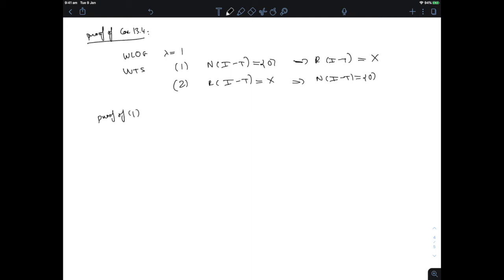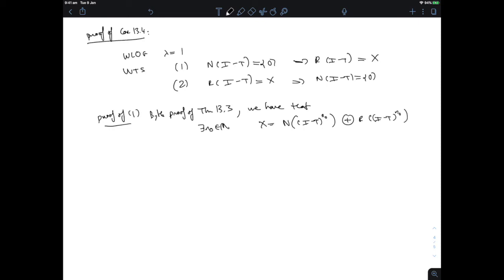So we assume that the null space is trivial, and then recall from the proof of theorem 13.3, we've proven a little bit more as part of the proof of that theorem. By the proof, we have that there exists an n naught such that X splits as the null space of (I minus T) to the power n naught, and the range of (I minus T) to the power n naught.